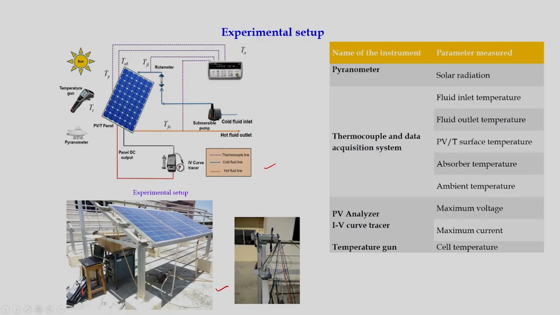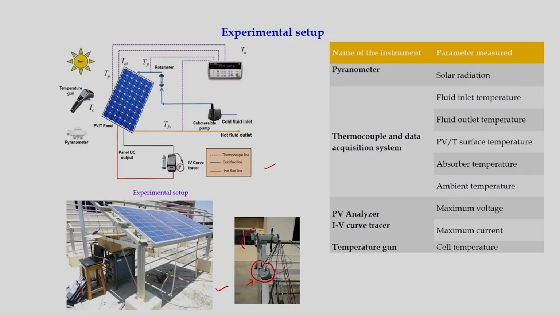So, you can fix the unit at a particular tilt and we make all the arrangements of measurement. So, you can see the actual picture, how we have a mounting structure and all the measurement facilities. So, what are the instruments required? For measurement of solar radiation, we need a pyranometer. So, this is the pyranometer.